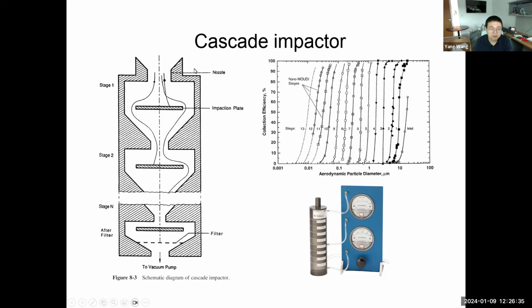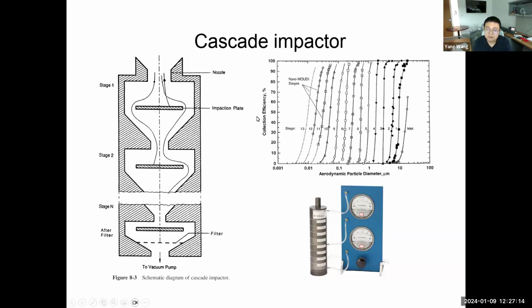And right now, I would say the widely used cascade impactor is the TSI MOUDI impactor. So I'm showing a picture of the MOUDI impactor here. You can see that normally these impactors contain 10 to 13 stages, and each stage corresponds to a different cutoff size. The first stage will cut off the largest particles, and the bottom or last stage will cut off the smallest sizes, right? And you can see that the last stage, or the 13th stage, can cut off particles with aerodynamic sizes down to 10 nanometers, which is already very small.